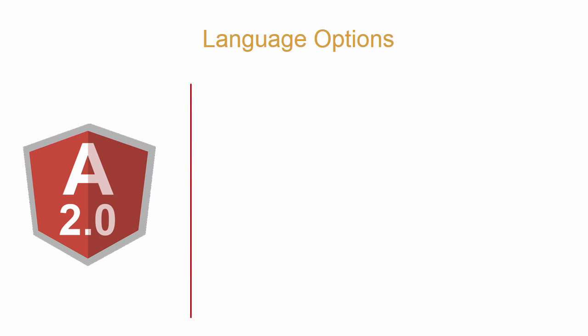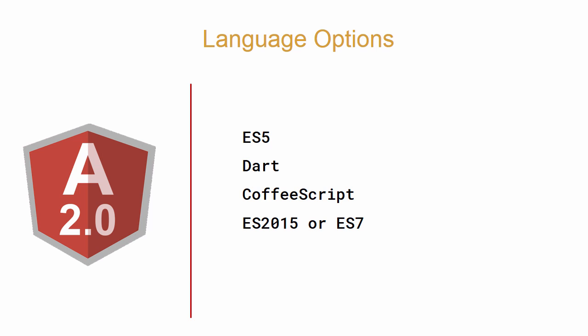Angular 2 provides a variety of options when choosing a language to code in. We can use ES5, which is the current version of JavaScript, Dart, CoffeeScript, either of the newer versions of JavaScript which are known as ES 2015, as well as a future version of JavaScript known as ES7, or Typescript, which really is the preferred language. And no matter what language you're choosing, everything gets transpiled or turned into browser-readable ES5 JavaScript.